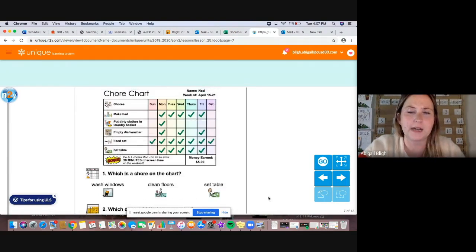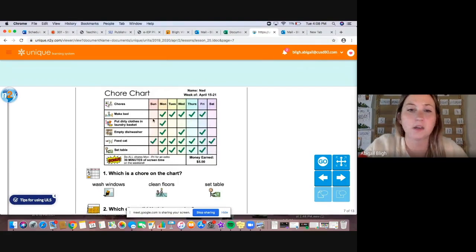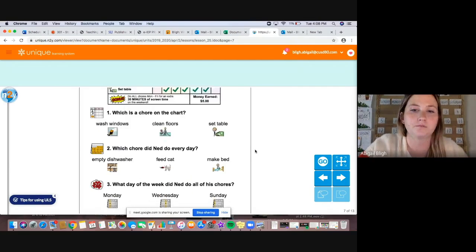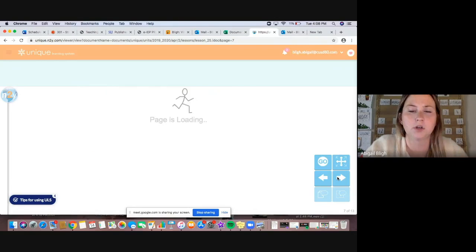So let's look at Wednesday. Were there checks going all the way down? Nope, there's a blank spot here. And then what about Sunday? Oh, we did Sunday. Nope, there's a bunch of blank spaces here. So my answer is Monday. So I'm going to circle Monday. I'm going to go to the next page.